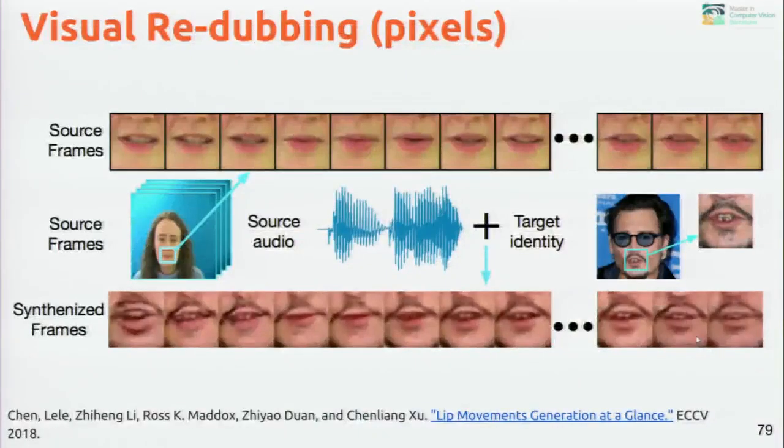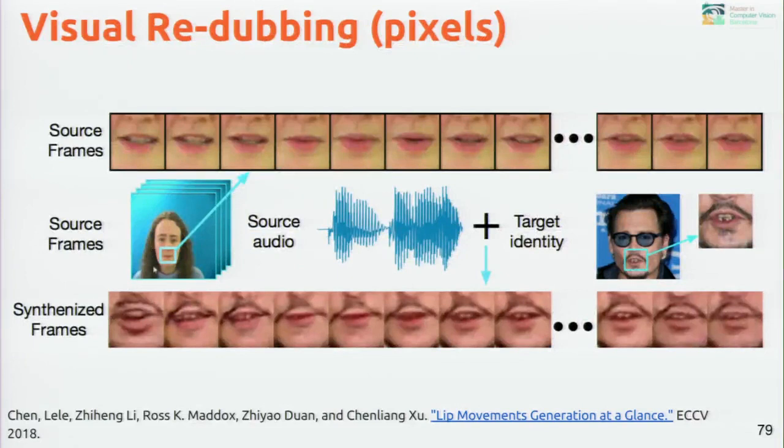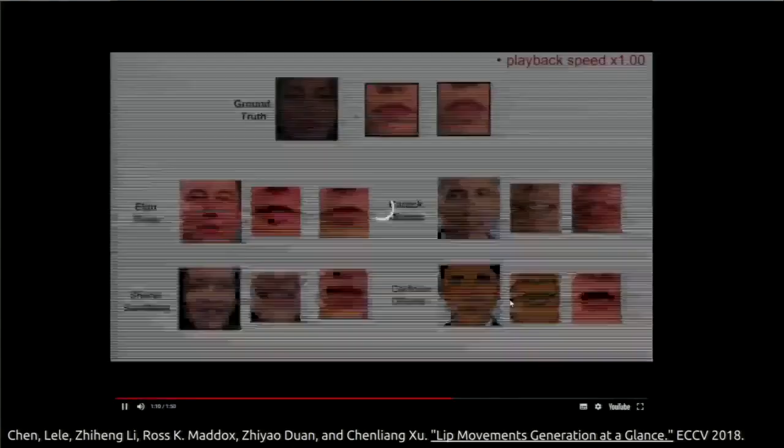So probably you have the idea. There's some other more recent works in which they crop the mouth. So here they were really generating the whole image, the whole face. In this case, they crop the mouth, but still they do something similar.